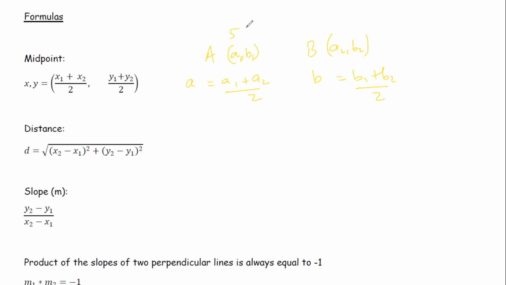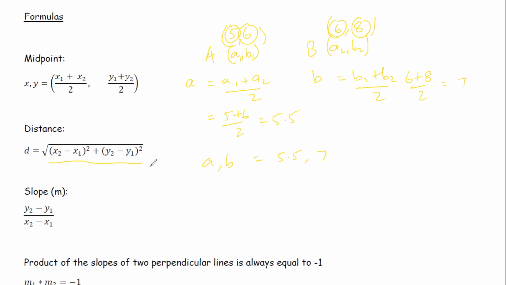So for example, it is 5 and 6, and this is 6 and 8. Then the average of 5 plus 6, which is 5.5, will come here. And the average of 6 plus 8, which is 14 by 2, will come here. So your A and B are nothing but 5.5 and 7. That's the midpoint.